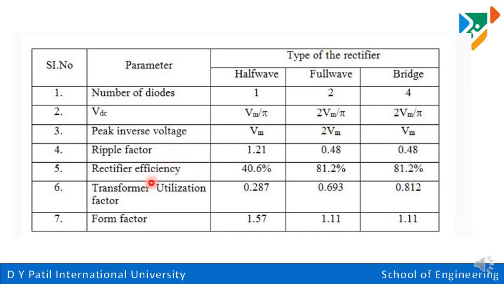Then ripple factor, rectification efficiency. If we observe the efficiency, it is better than the half wave rectifier. The transformer utilization factor is again better in the bridge, and the form factor. So this is the comparison chart of all the types of rectifier.